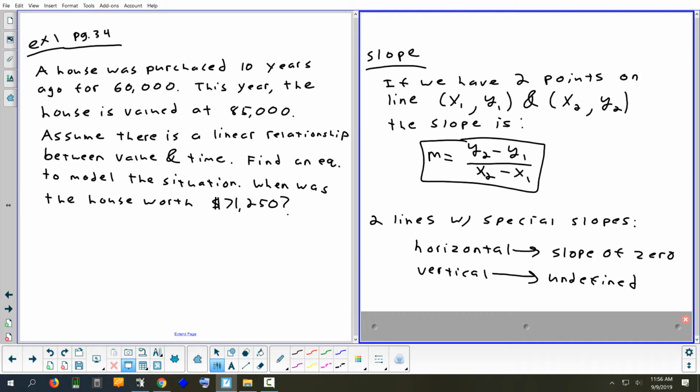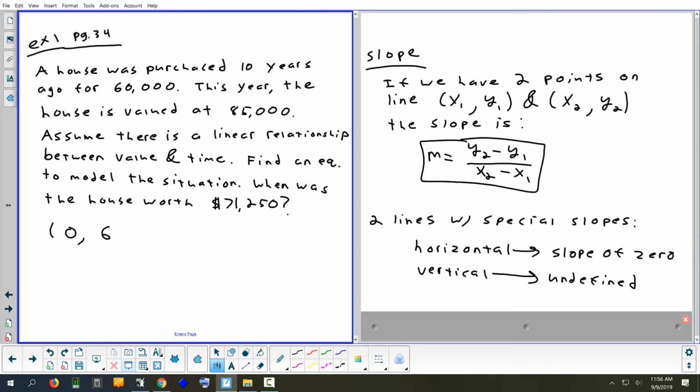What I've basically done is given you some information on the left, and I want to see if I can find an equation using the numbers on the left. It says a house was purchased 10 years ago for $60,000, and now the house is worth $85,000. The second part is using that equation to do something. So, what was the original price of the house? $60,000. And you could consider that at year 0, in the beginning.